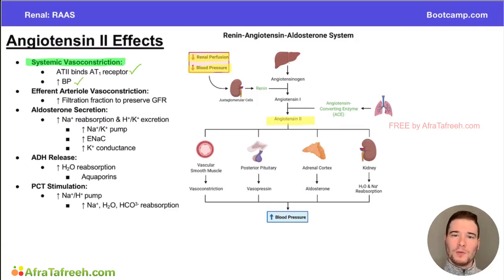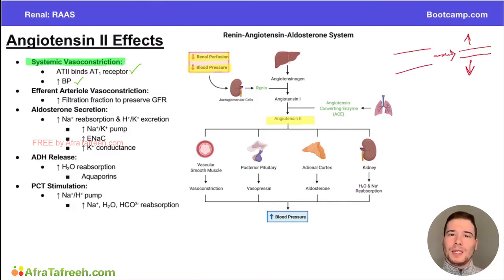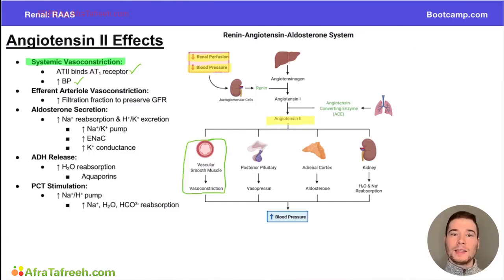This makes sense because if we take a blood vessel that's, say, this size and we constrict it so that it's this size, you can imagine this is going to increase the pressure against the walls because we're effectively narrowing the space that blood is able to go through, versus over here, where there's more space for blood to go through, so there's less pressure. So by vasoconstricting, we're going to increase our blood pressure. And a similar part of this mechanism, but something we need to remember as well because it's super important, is this idea of efferent arteriolar vasoconstriction.